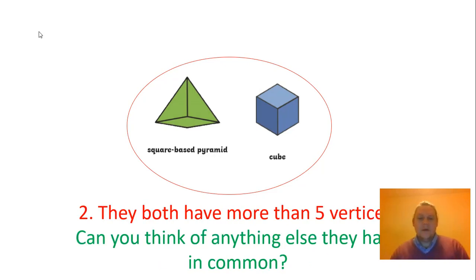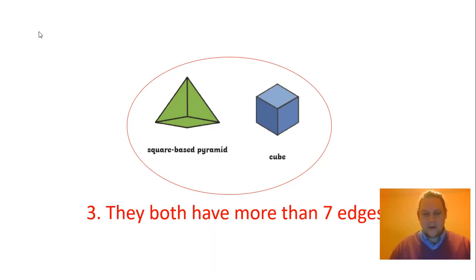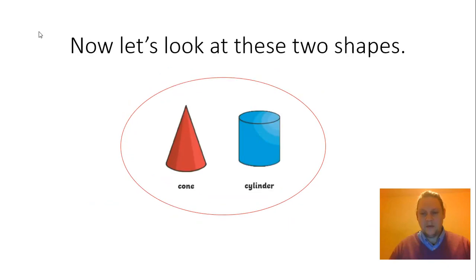Okay, so they've both got 5 or more vertices. If we count our vertices on our square-based pyramid, we've got 4 on the bottom, and then we've got a 5th one on the top. So they've got 5 or more. And of course, our cube's got more vertices than that. So that's one of the things we could group them together by. They both have more than 7 edges. It's another way that we could group them together.